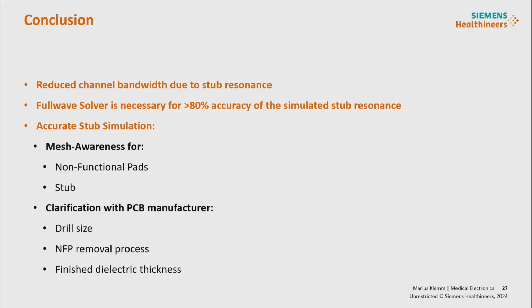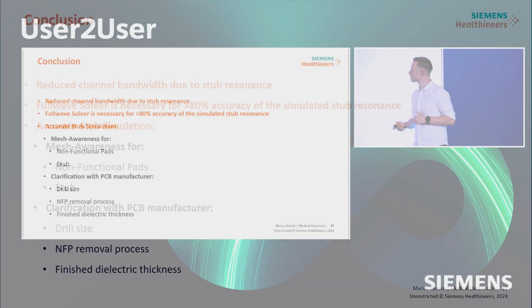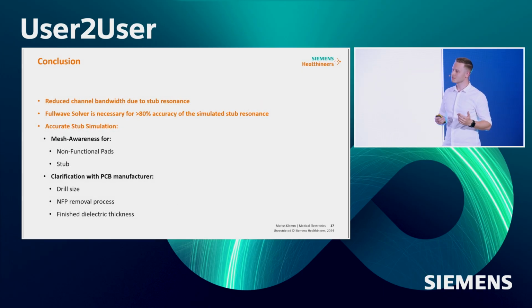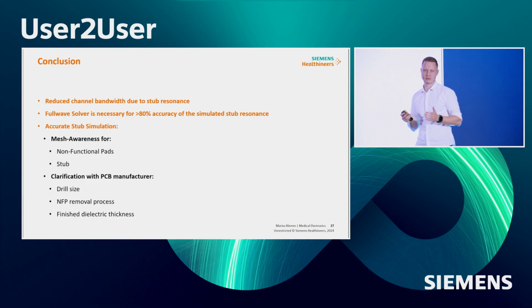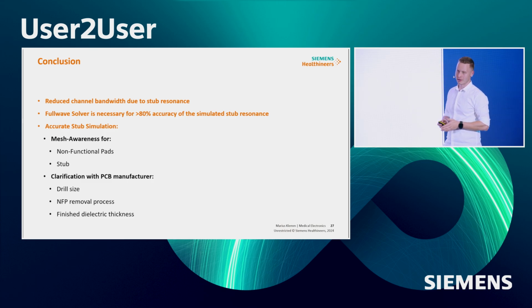And the first point of this process is understanding the problem. So what is causing the issue? It's a reduction of the channel bandwidth. Then what solver do we need? If we want to do it more accurately, we need the full-wave solver.